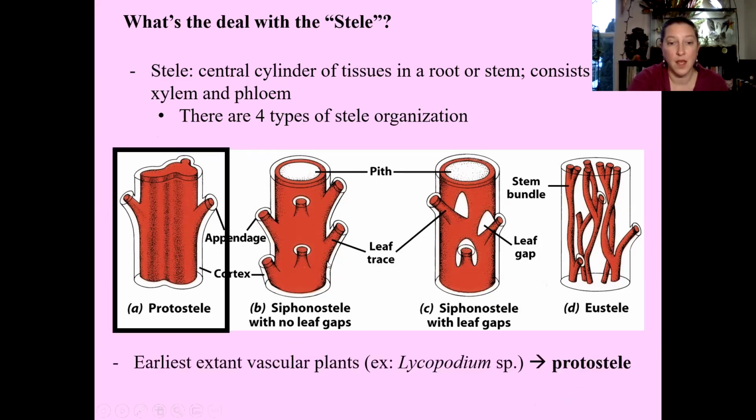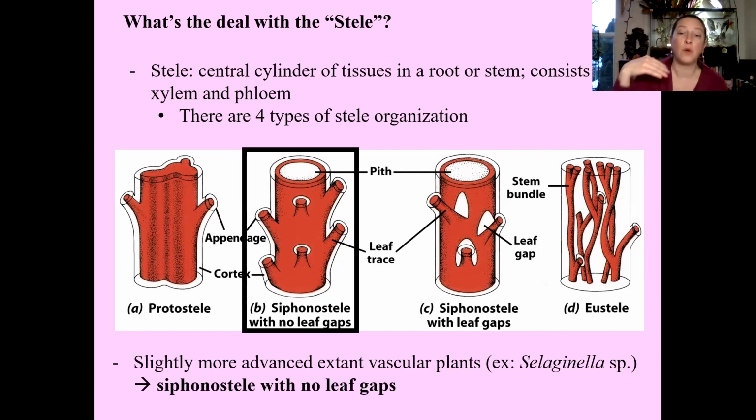All right. This is what I was just saying when you're looking at the slides later, that this is the most basic type of stele organization, and it's what the earliest extant vascular plants have, for example, Lycopodium. When we start to look at the a little more complex, Selaginella is going to have this stele organization of siphonostele with no leaf gaps.